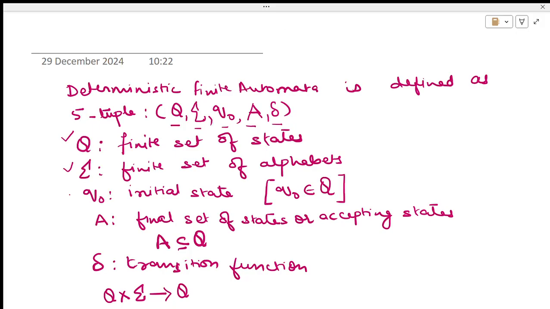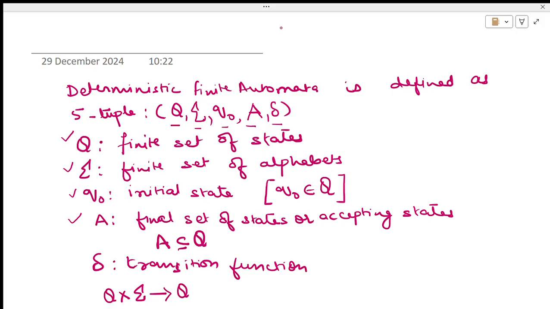Q naught is the initial state of the machine. Every automata will have an initial state, and there is exactly one initial state in each machine. So therefore Q naught belongs to Q. This initial state will belong to the main set of states. A is the final set of states or accepting states. Remember that A is a subset of Q. It means that we can have more than one state as the final state.